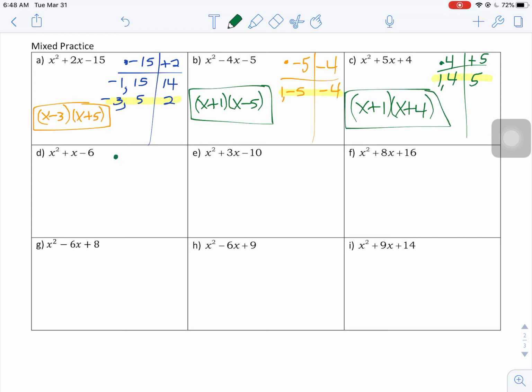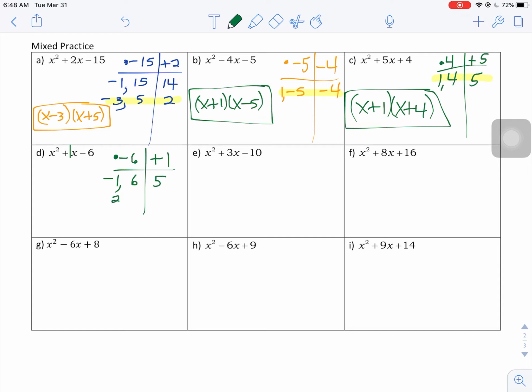Part D, multiply to negative 6, add to 1. So remember, if you don't see a number in front of the x, there's an invisible 1 there. 6 divided by 1 is 6. I have to multiply to a negative, though, so one of these numbers has to be negative. And since I'm trying to add to a positive number, my bigger number has to be positive, my smaller number has to be negative. Negative 1 plus 6 is 5, so that doesn't work.